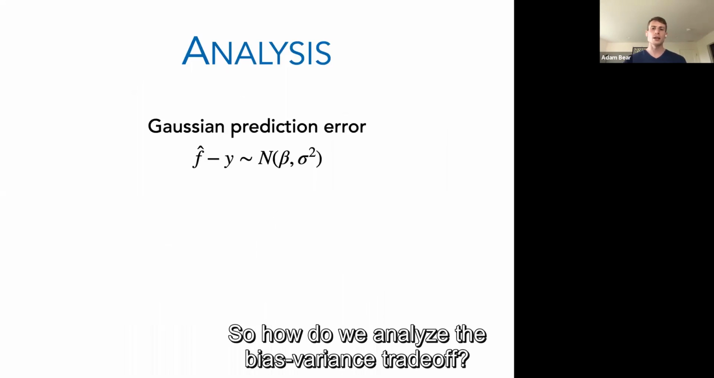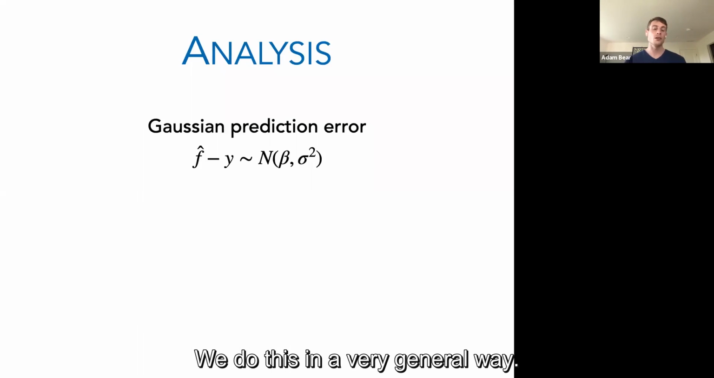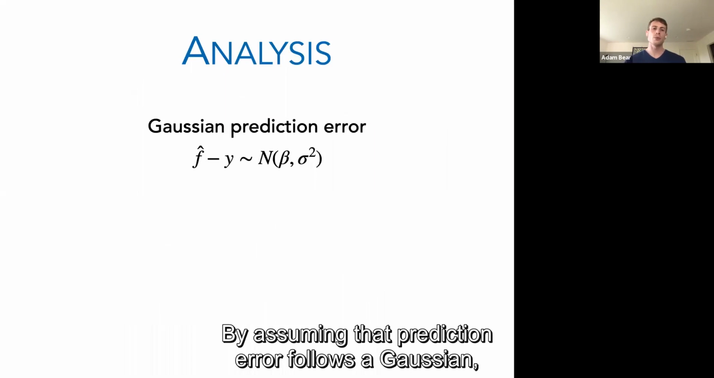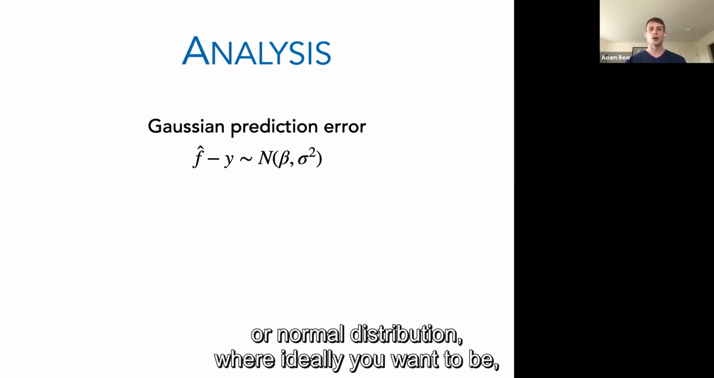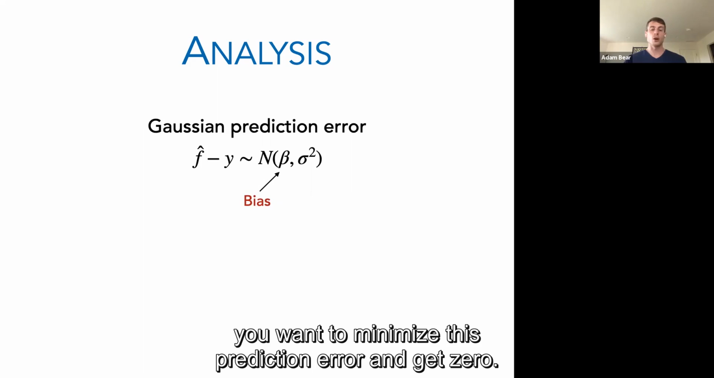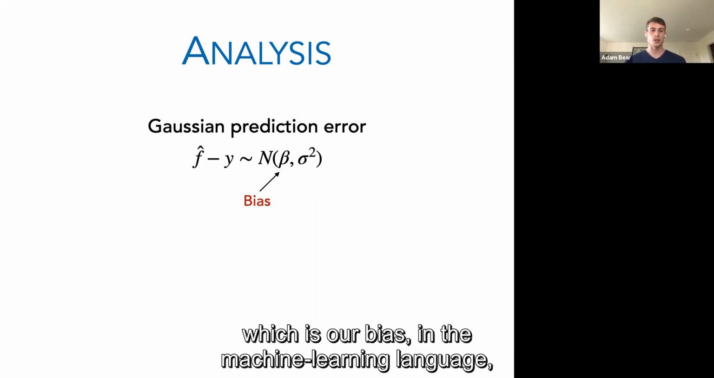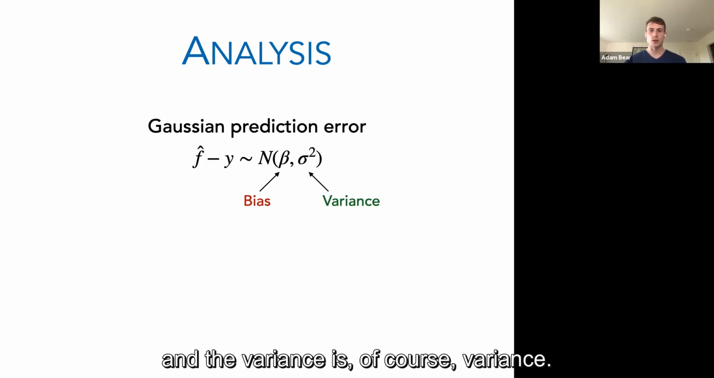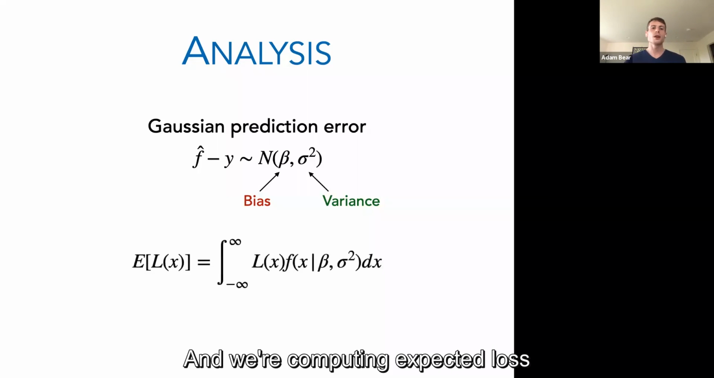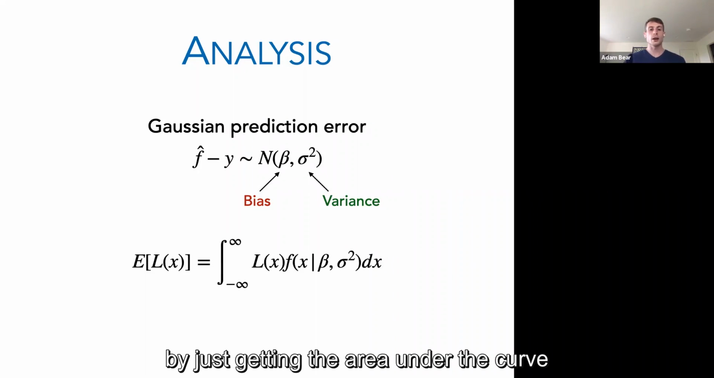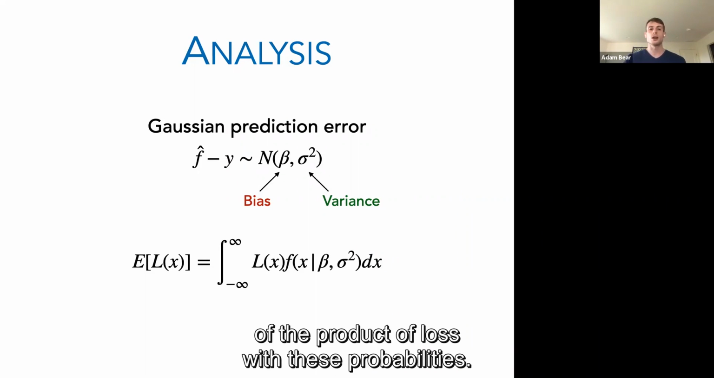So how do we analyze the bias-variance trade-off? We do this in a very general way by assuming that prediction error follows a Gaussian or normal distribution, where ideally you want to minimize this prediction error and get 0. So the mean of this Gaussian is beta, which is our bias in the machine learning language. And the variance is, of course, variance. And we're computing expected loss by just getting the area under the curve of the product of loss with these probabilities.